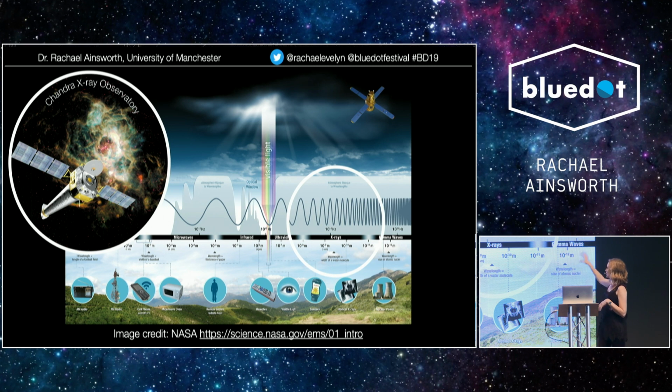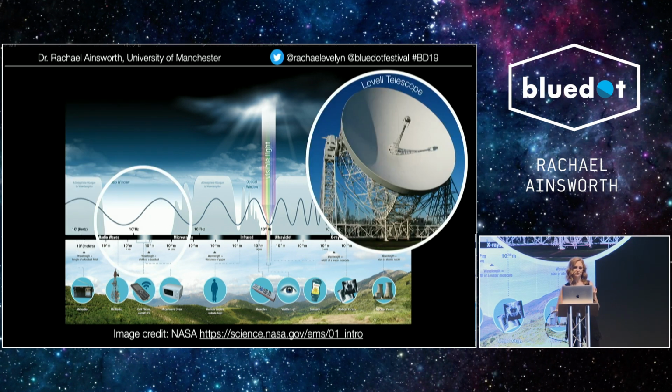X-rays have much shorter wavelengths. So the example shown here is that the wavelength is about the width of a water molecule. The Chandra X-ray Observatory is the X-ray version of the Hubble Space Telescope, and it's space-based because our atmosphere is opaque to X-rays, which is really important for protecting life here on Earth. So we have to send telescopes up into space if we want to detect X-rays from objects in our universe. Objects such as supernova and really extreme environments produce X-rays, where the temperatures can reach up to millions of degrees.